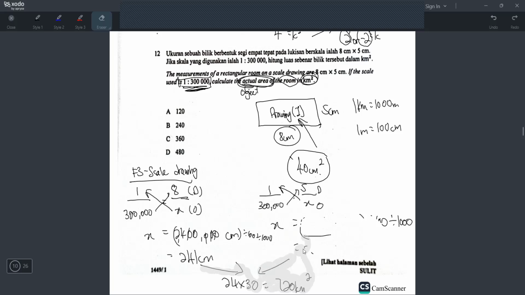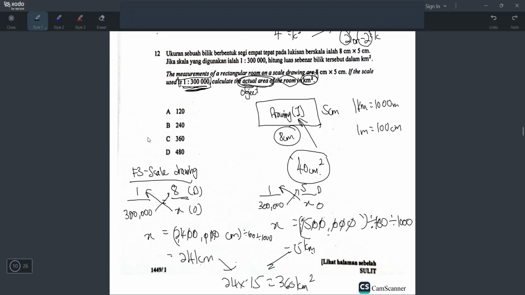So let me correct it. Okay, so this one is x times 1 is x. When you cross multiply, 5 times 3 is 15. And then 0, 0, 0, 0, 0. Okay, and then don't forget to divide 100, divide 1,000. So you end up with 15 kilometer. And then only you times 24 times 15, you get it in kilometer square. So the answer is 360 kilometer square. Alright, that's the answer.